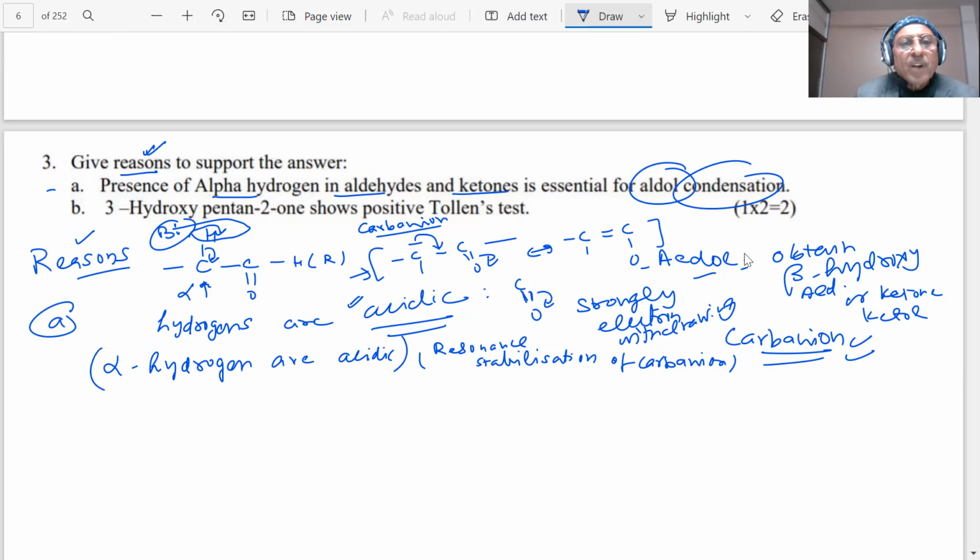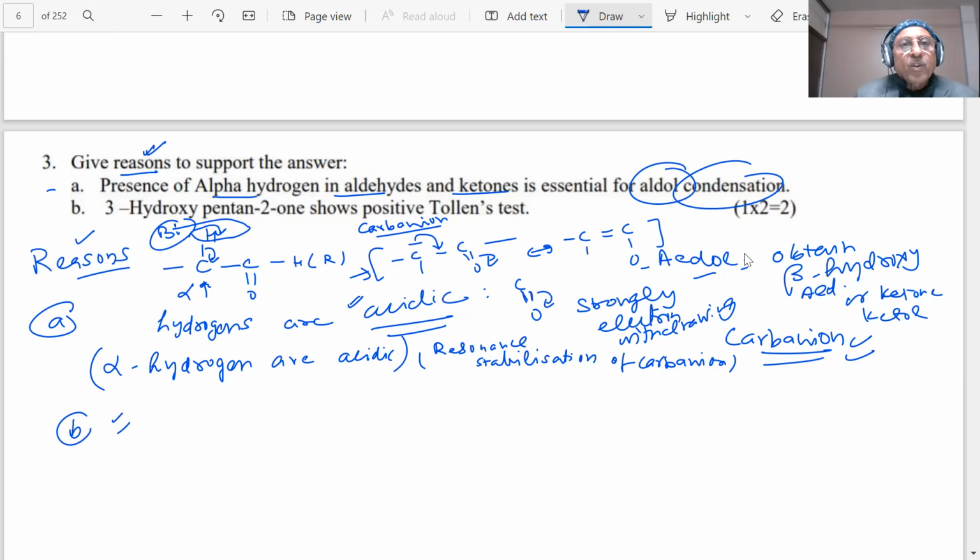So the minimum requirement is that there should be at least one alpha hydrogen in order for the aldol or ketol condensation to take place. Otherwise, the carbanion cannot be formed, or it is not resonance stabilized, and then this condensation is not possible. I hope that answers the question, student. Let me see the B part.